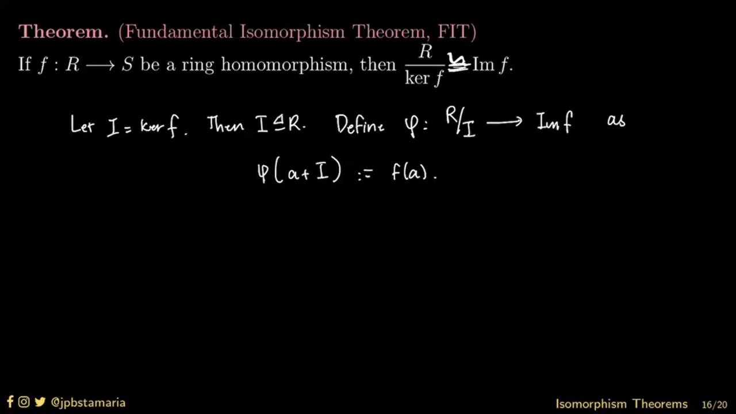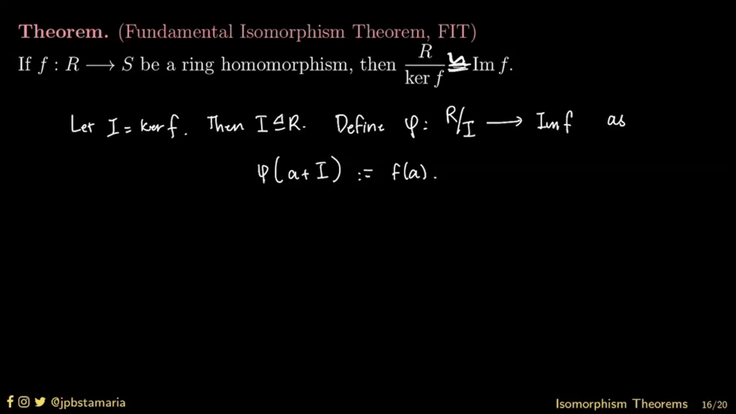So, anong mga kailangang ipakita about phi? We need to show that phi is a ring homomorphism. Diba? Pero meron tayong problema. Ano na naman problema, sir? Ganito. Kasi yung domain ng function na ito, ang laman ay mga cosets.